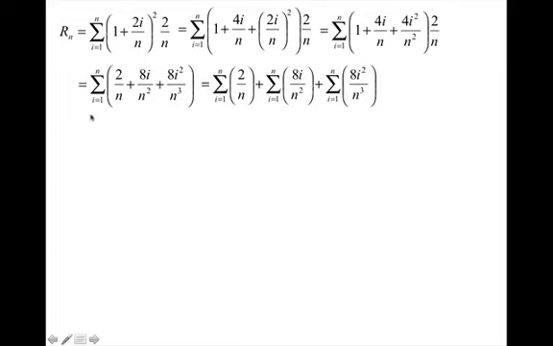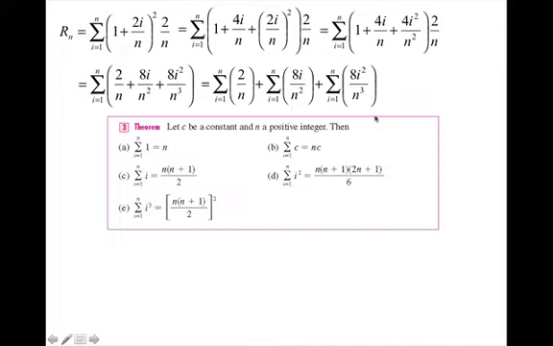Now, I'm not sure how many of you remember some of the sigma stuff, but in order to continue, we have to separate each piece into their own sigma. Okay? So I'm just taking the sum of each of these three terms. You're going to have to correct me in class, but I am assuming that you did some practice with this last year in math analysis.